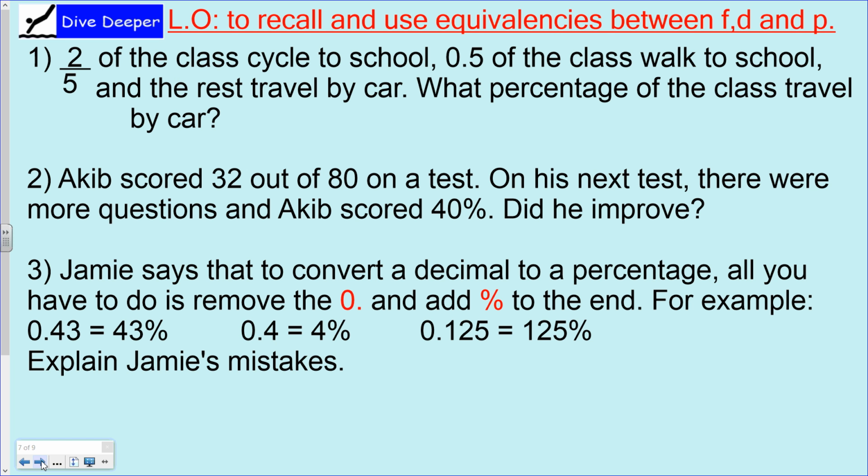After that is your dive deeper. Like I've said in all my other videos, please have a go at the dive deeper. Some of you have decided that you're not going to do that. The dive deeper gives you a chance to apply the skills that you've learned, so they are absolutely vital.